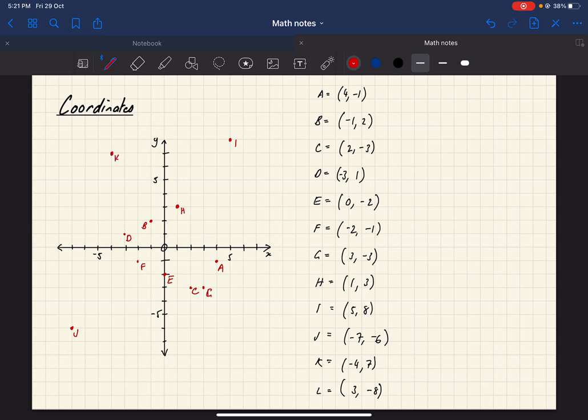Okay, and then 3, -8. 1, 2, 3 along to the right on my x-axis and down 8 on my y-axis takes me to there.